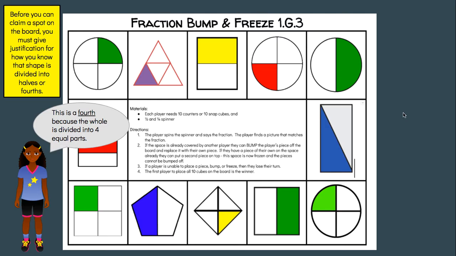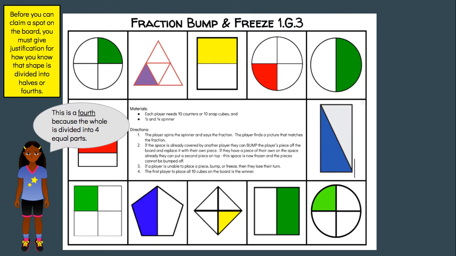Then you have to find a picture that matches that fraction. So if I spun half, then I would find a picture. Ooh, this picture shows 1/2. Then you're going to put your chip there. Like the other game, if it's already covered with another player's chip, you can bump it off and replace it with your own. But if your chip was already there, you could add another chip on top to freeze that space, and that means nobody can bump you off. If you're unable to place a chip because somebody else is frozen there, then you lose your turn. The first player to place all their 10 chips or cubes on the board is the winner.